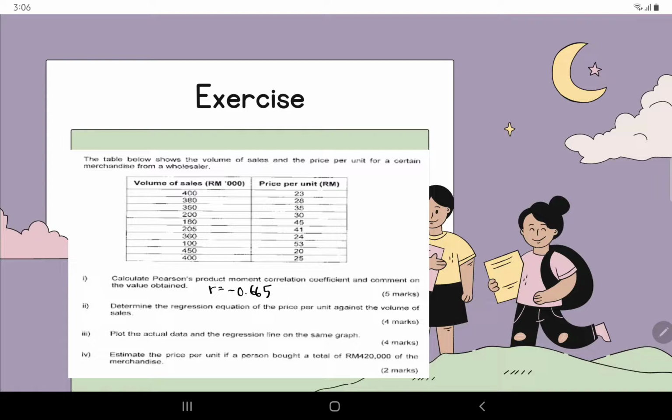Okay, so kalau dia suruh komen tu, kalau R is negative 0.6, meaning that it is fairly strong, not so strong, fairly strong negative linear correlation.